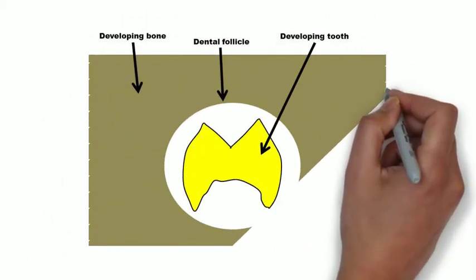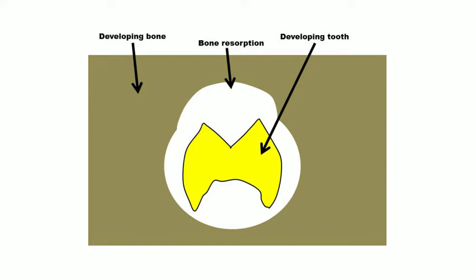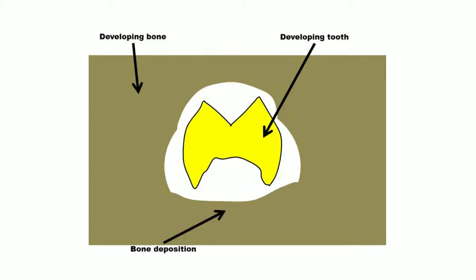For example, let's say a developing deciduous molar is erupting. According to the theory, osteoclasts will cause bone resorption above the crown. This will give space for the developing tooth to move occlusally, and then the osteoblast will deposit bone beneath the radicular portion of the tooth.